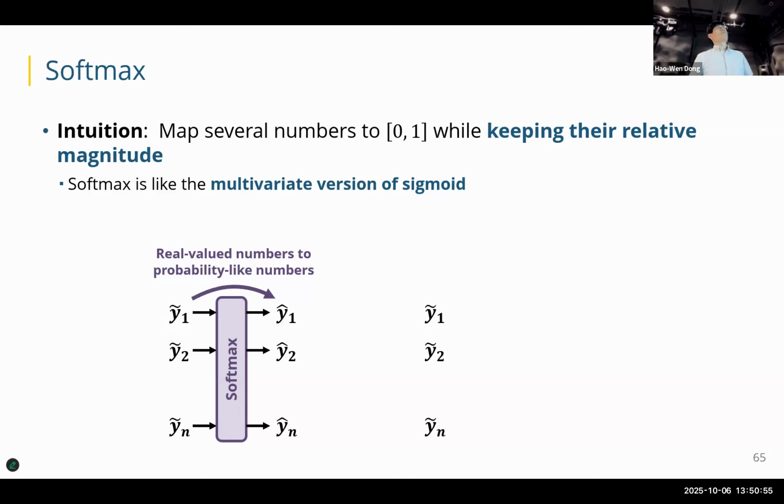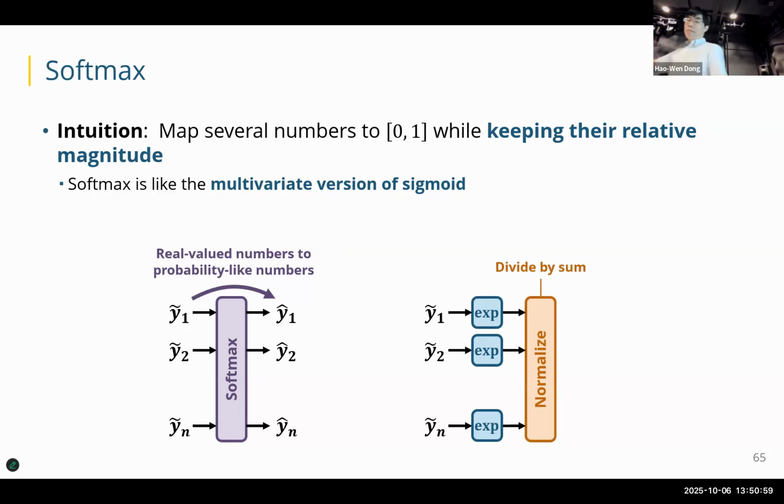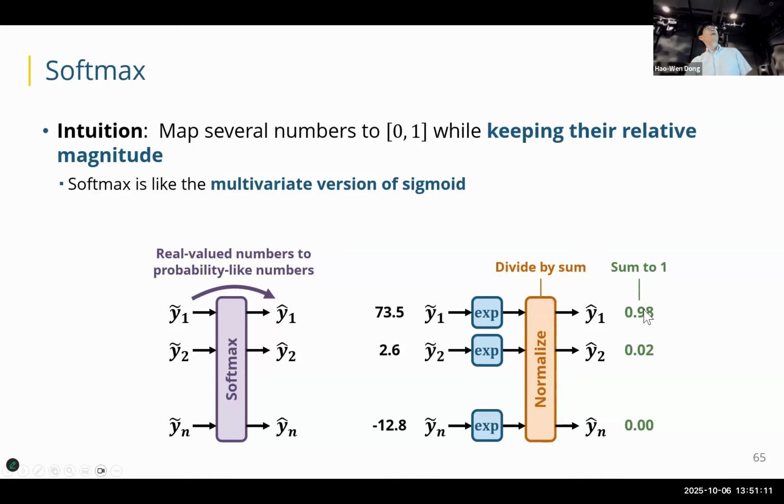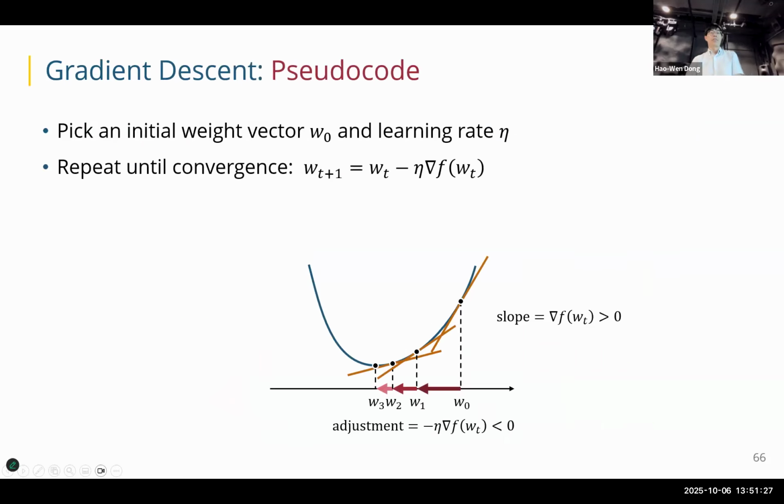Basically, it just does exponential and then you do normalization. And so once you do the normalization, everything will sort of become probability-like-ish. So if you look at the output, it will be 0.98, 0.02, 0.00. So everything sums to 1, but there will be relative magnitude to the input. So that's sort of the idea of softmax.